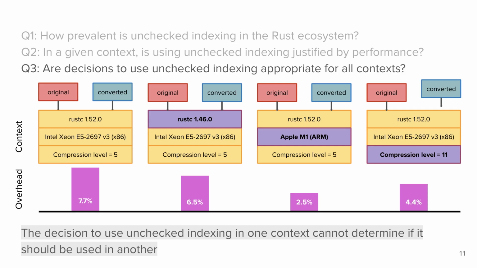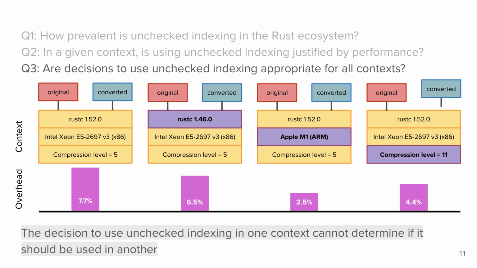The overhead of checked indexing in our baseline context on the far left is 7.7%. Using an older compiler version changes the overhead to 6.5%. Using a different architecture changes the overhead to 2.5%, and using a different workload changes it to 4.4%. This highlights that even relatively small changes in the context can make a huge difference.